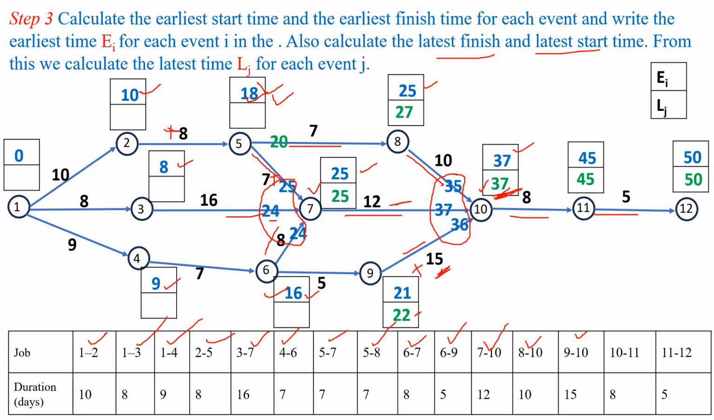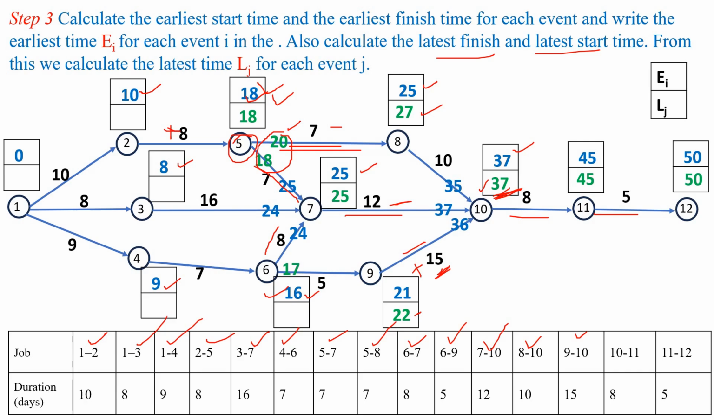Next, activity 5 to 8, finish time is 27 and start time will become 27 minus 10, that is 20. And next is the activity 5 to 7, so finish time is 25 and start time will become 25 minus 7, that is 18. So here observe that event 5 is the burst event for the activities 5 to 8 and 5 to 7. So among these two values I have to consider the minimum value, that is 18. So at event 5, latest start time will become 18.